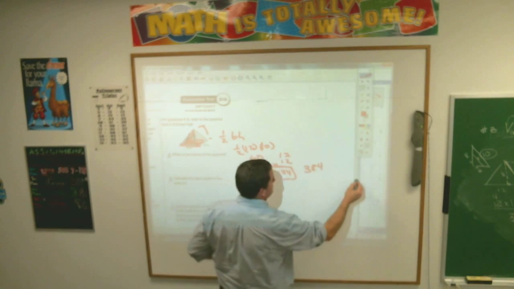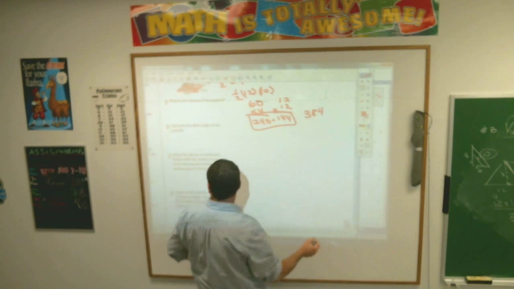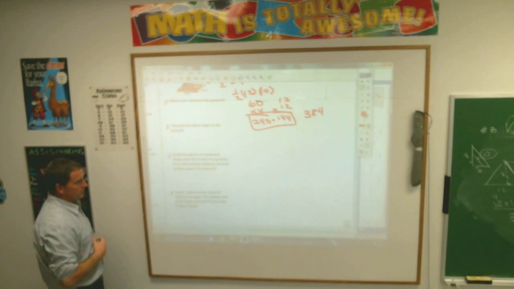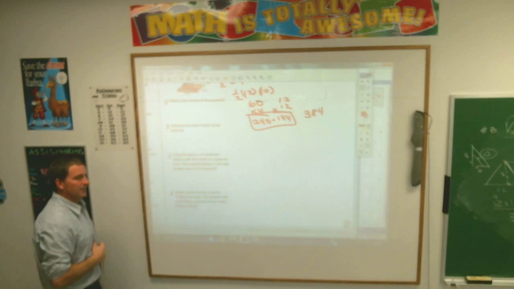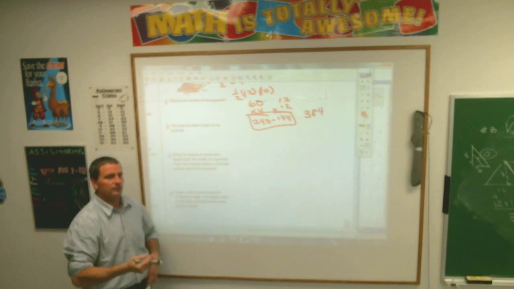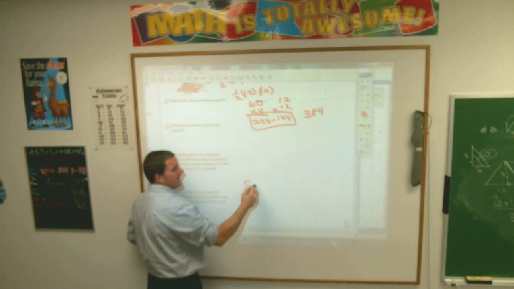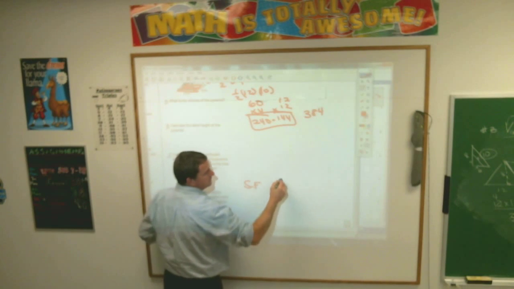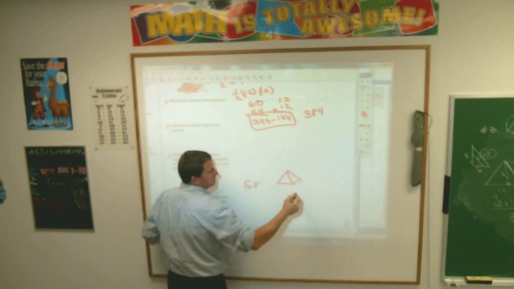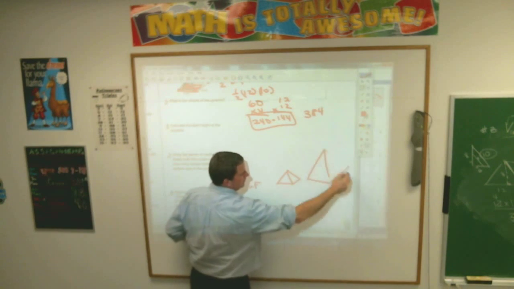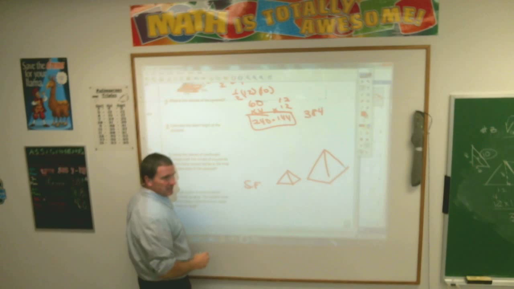Number 8. Sergio builds another pyramid 10 times as large. The surface area of the larger pyramid is how many times as large? People, you don't have to do anything. We've almost beat this to a pulp. The scale factor from the small one to the big one, how many times bigger is it?